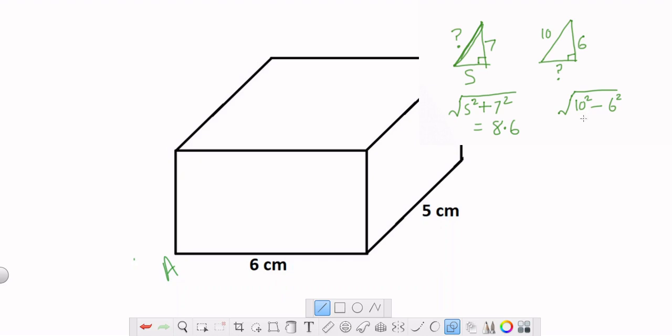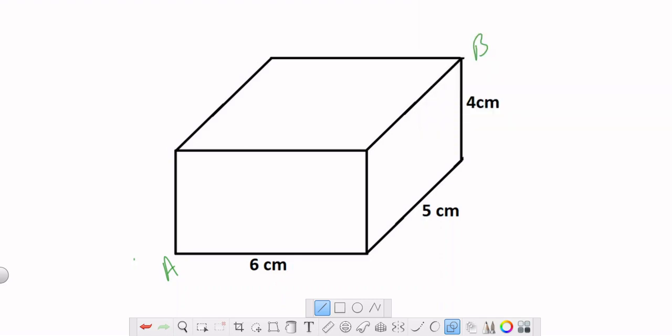That can be done without a calculator. 100 take away 36 is 64. Square root of 64 is 8. So this side is 8. Right, that was 8.6, the length from A to B.